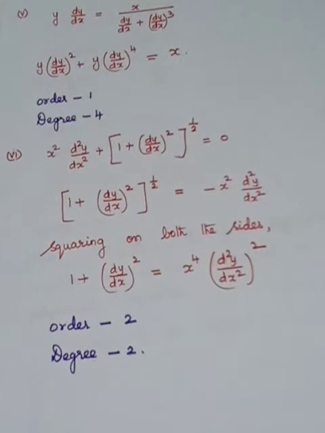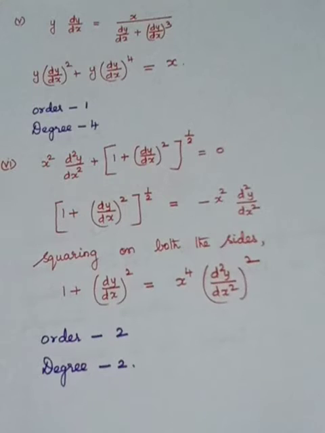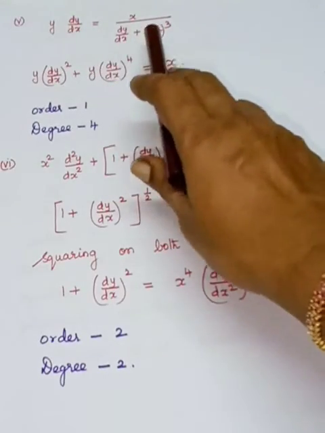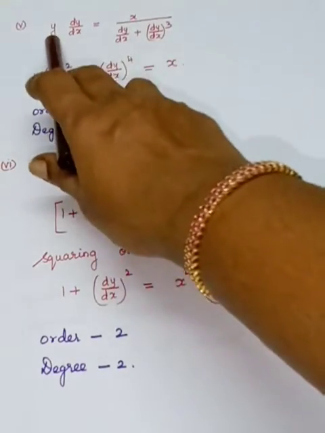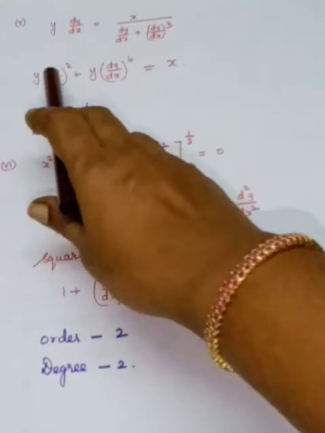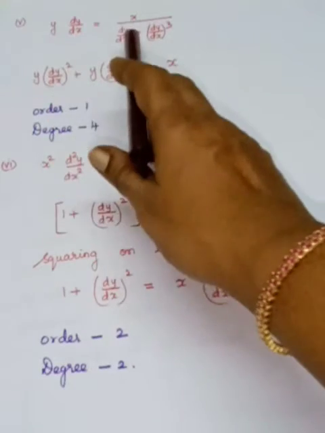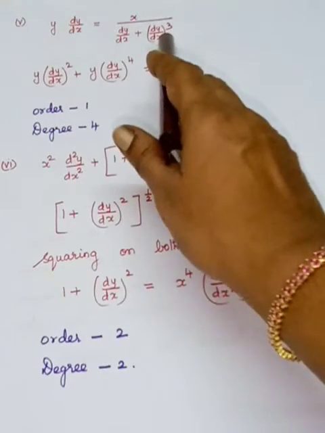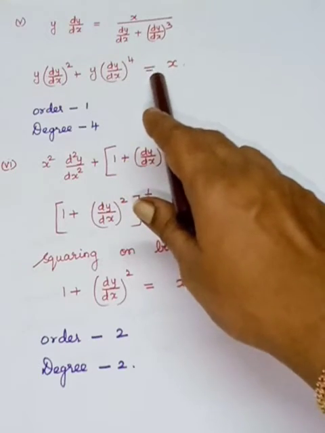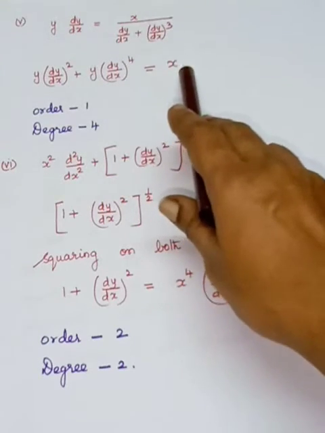y dy by dx is equal to x by dy by dx plus dy by dx the whole cube. So what you have to do? The derivatives are in the denominator, so you have to cross multiply. y dy by dx into dy by dx is y dy by dx the whole square. If you multiply the same thing with the second term, it is y into dy by dx the whole power 4, which is equal to, on the right side, only x.